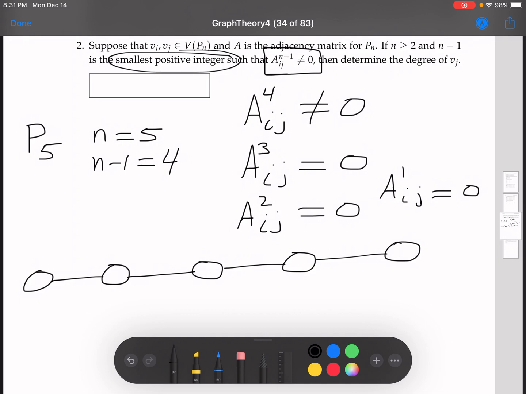And remember what these numbers count. These numbers, A to the power ij, count the number of walks of that length from vi to vj. So this one is the number of 4 edge walks from vi to vj. This is the number of 3 edge walks from vi to vj. This is the number of 2 edge walks from vi to vj. This is the number of 1 edge walks from vi to vj. Remember, a 1 edge walk is just an edge.